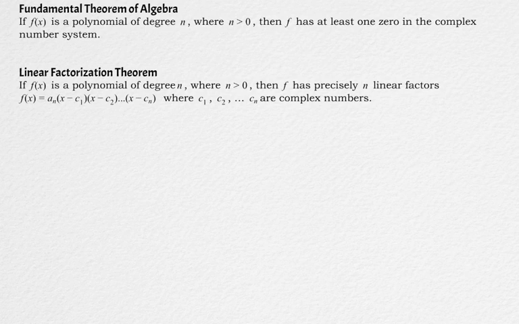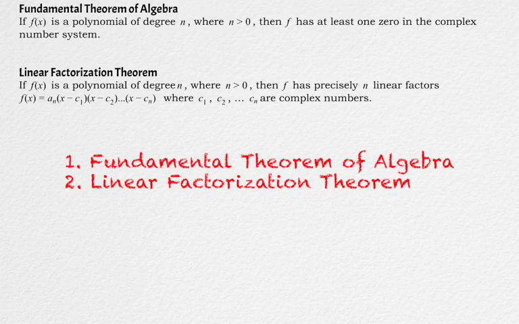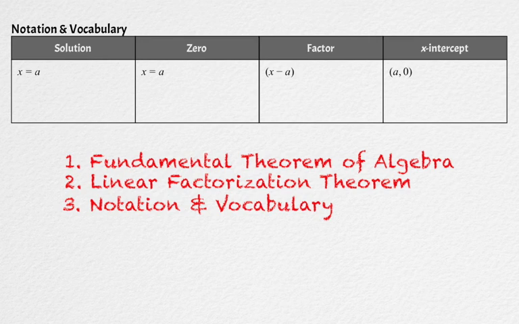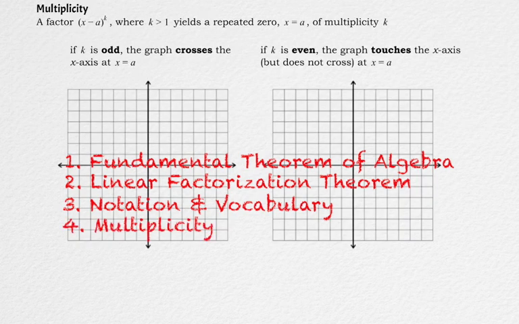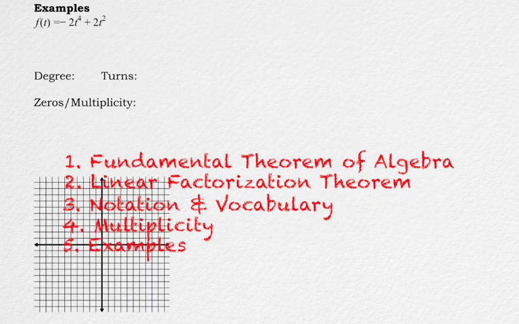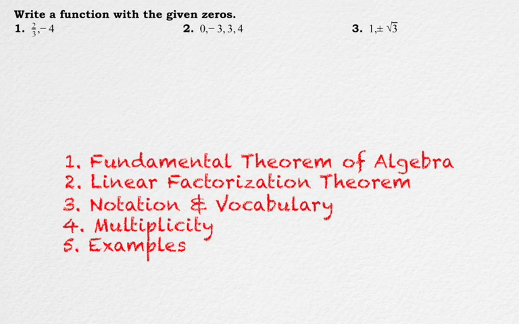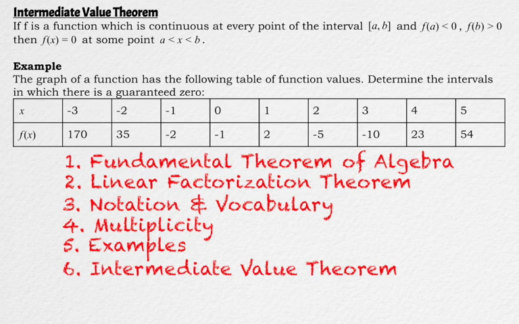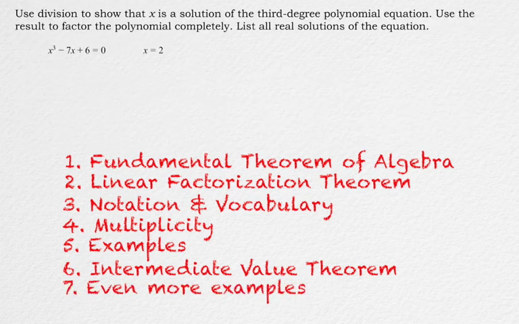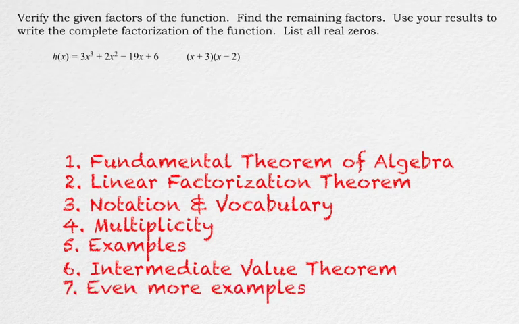In these notes, we're going to look at the fundamental theorem of algebra, the linear factorization theorem. We're also going to define some notation and vocabulary. We're going to learn about the multiplicity of zeros, and then we're going to go through a bunch of examples of solving a lot of more complicated polynomial functions than you've seen before. We're going to build up polynomial functions from the zeros we're given. We're going to look at the intermediate value theorem and some more examples of that, and then just a lot more examples of solving big polynomial functions.